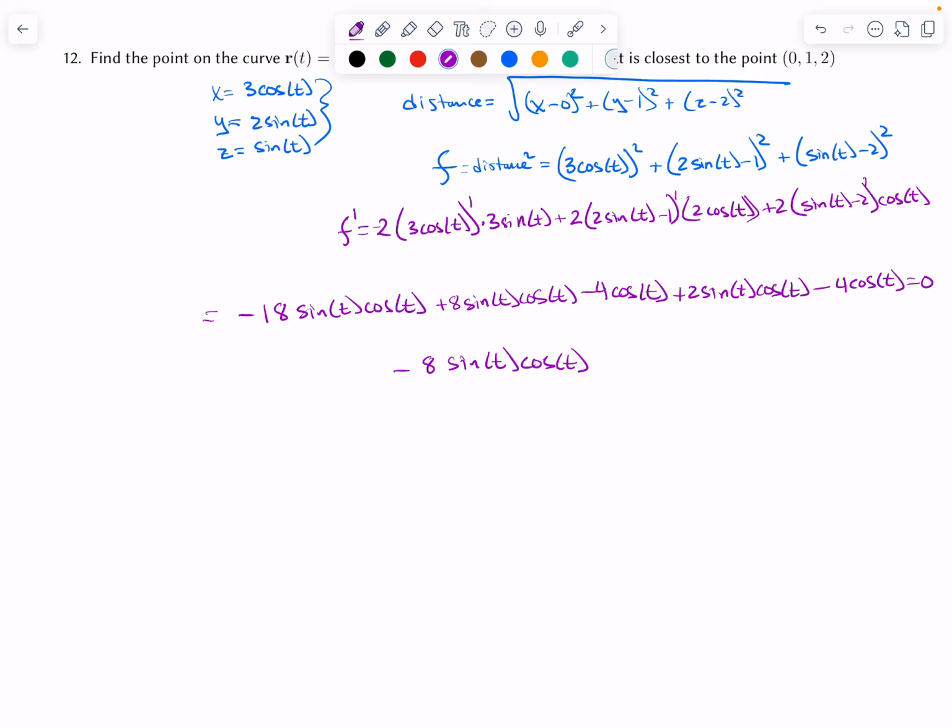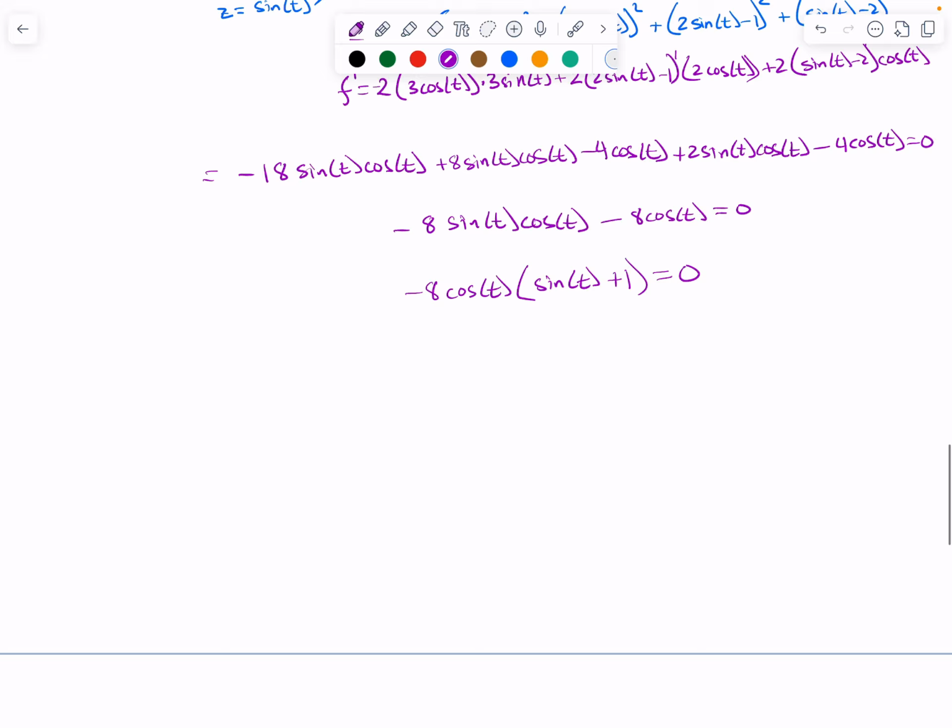Negative 8 sine cosine minus 8 cosine. All right, well, this looks promising. I certainly can factor this. Negative 8 cosine of t times sine of t plus 1. Okay, so what this gives me is the following: either the cosine of t is equal to 0 or sine of t plus 1 equals 0.